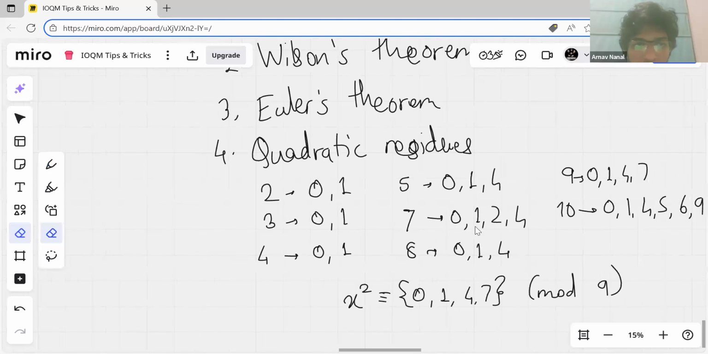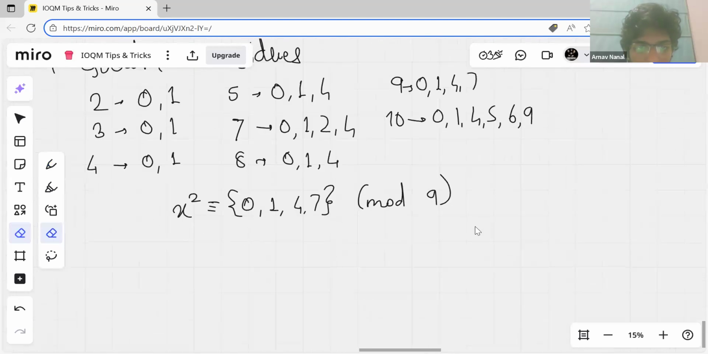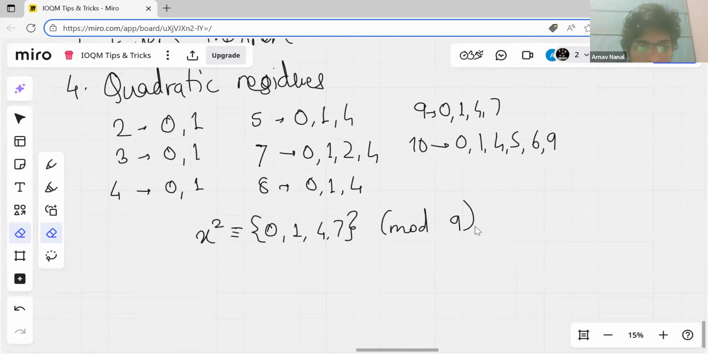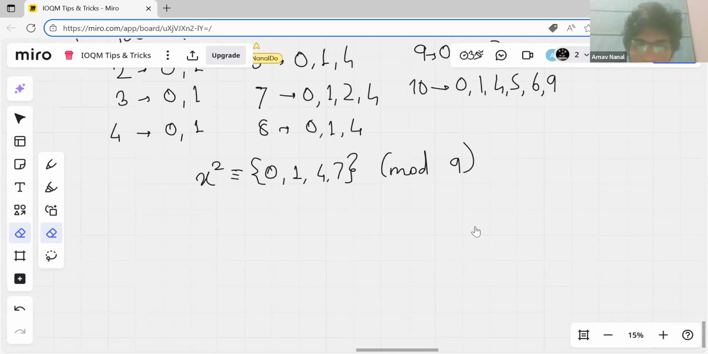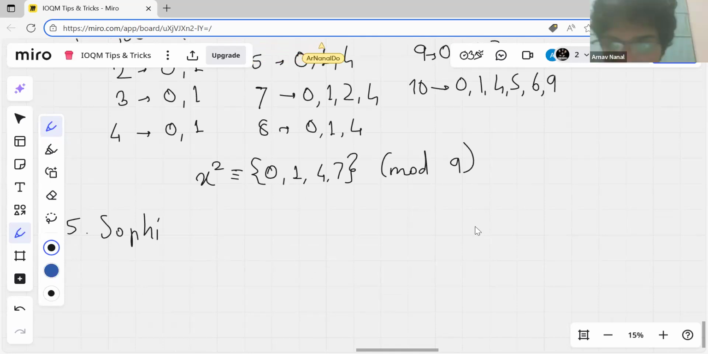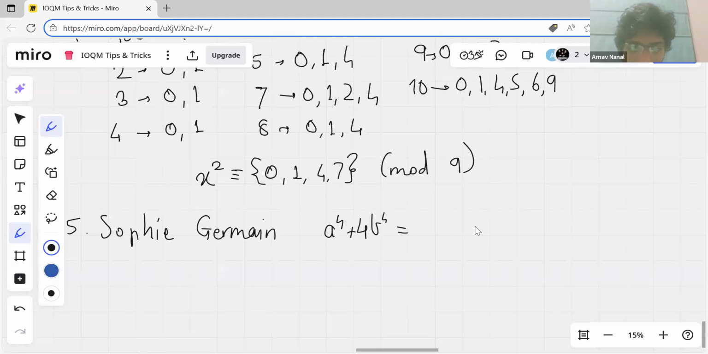Yes, so we have this. Another thing is, wait, what was that? Okay, Sophie Germain. Sophie Germain is extremely useful in IOQM. We will do a problem based on this also. So the Sophie Germain identity, Atharva will write, I think, a to the 4 plus 4b to the 4 is (a square plus 2b square plus 2ab)(a square plus 2b square minus 2ab).